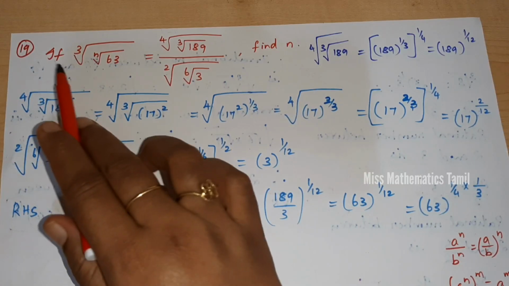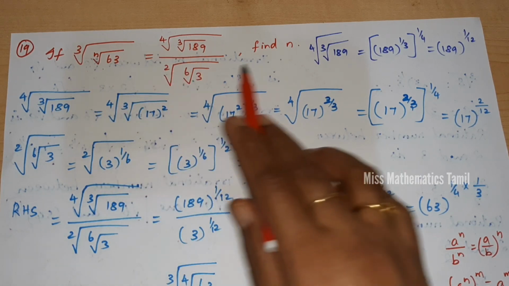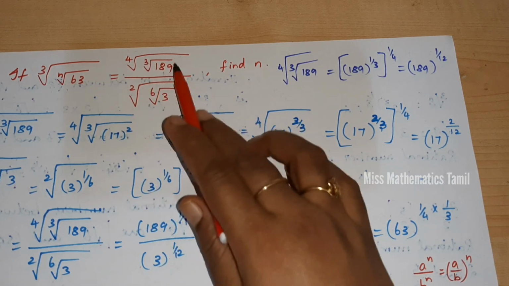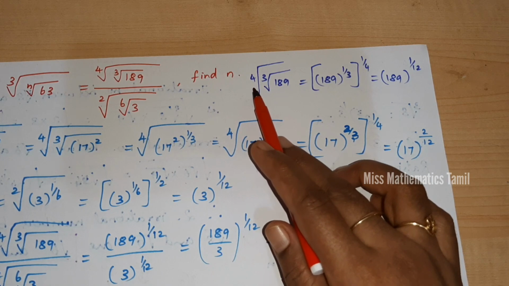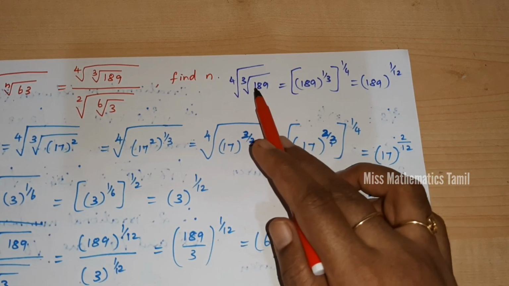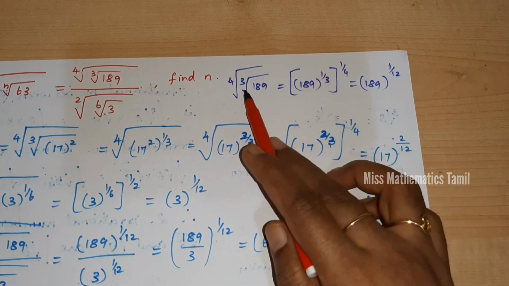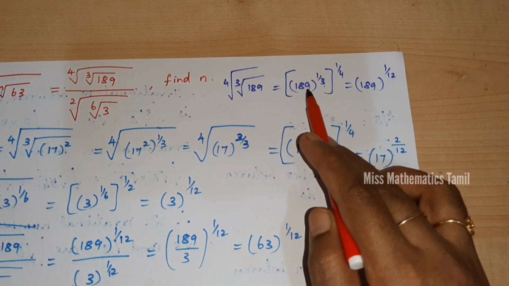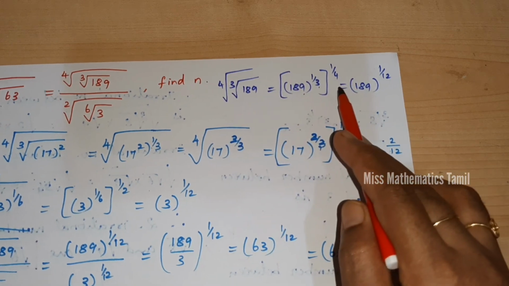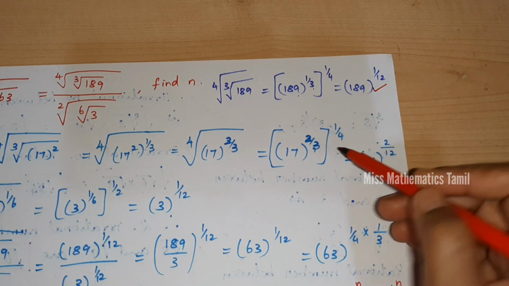Okay, 19th sum. If cube root of nth root of 63 is equal to this thing, find n. First I am going to resolve this numerator portion. What is that numerator portion? Fourth root of, inside one cube root is there, right? So here I want to write 189 to the power of 1 by 3. This one you know already. After that, again for this big root, I am writing 1 by 4 here. So 189 to the power of 1 by 12. This is the numerator portion.